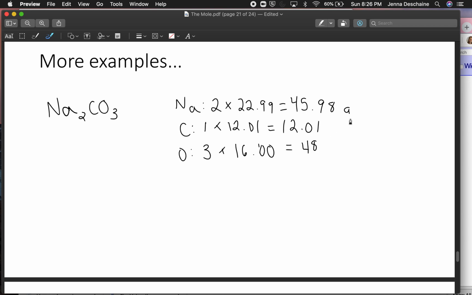These are all going to be in grams. Right? So these are the parts, okay? So that means of this whole compound, 45.98 grams of it are sodium, because remember there's 2 atoms of sodium, not just 1. 12.01 grams of this compound is carbon, and 48 grams of this compound is oxygen, okay? So I found the parts, now I'm going to find the whole by adding these all together. So 48 plus 12.01 plus 45.98 is 105.99. I'm actually just going to round up to 106.